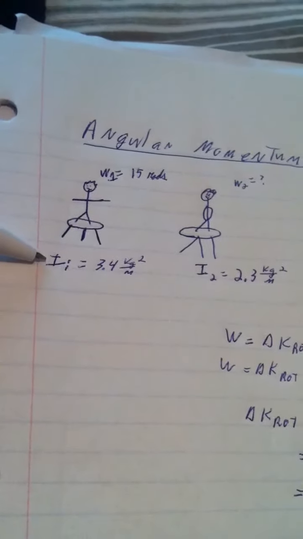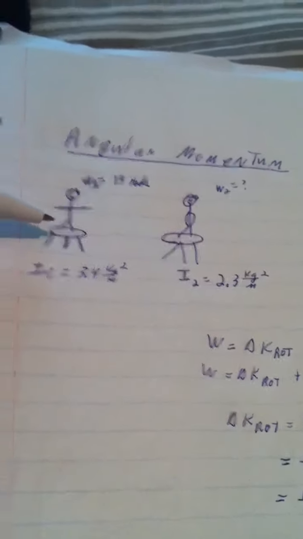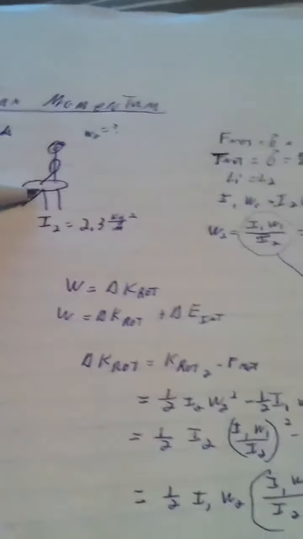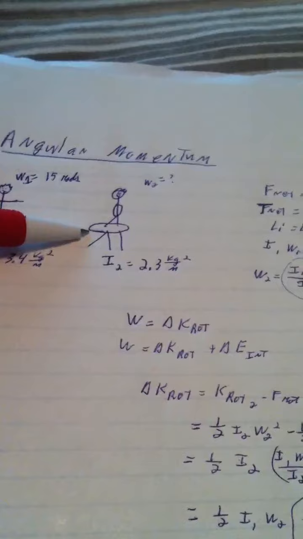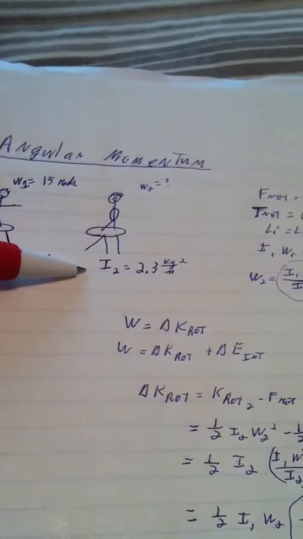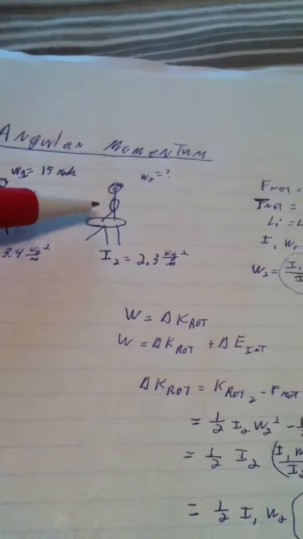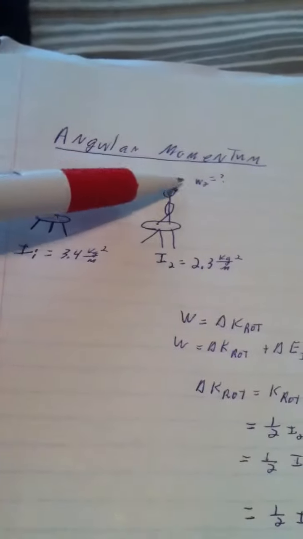And the moment of inertia is 3.4, and that's with his hands out, or side to side. Then I drew another one with his hands in his pockets, and his inertia is 2.3 kilograms per meter to the second power. And we don't know how many spins he does. So I came over here and I wrote down what we knew.